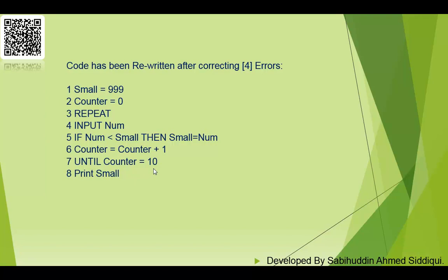Now you can see when it takes 10 inputs, it will find if the number is smaller than the others within the 10 numbers, and it will print the smallest after the 10 numbers are done.